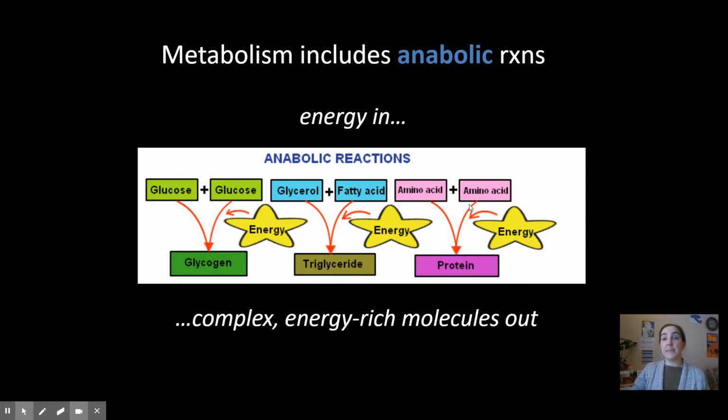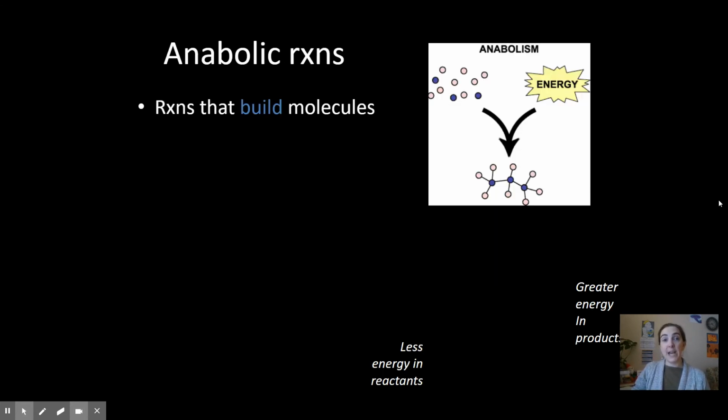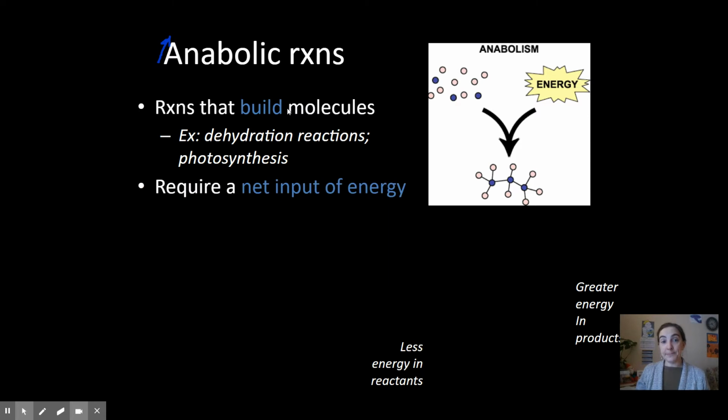So you can see examples here of like combining amino acids to make a protein or combining a glycerol and fatty acid to make a lipid molecule. Those are anabolic reactions. Anabolic reactions build molecules. And the way that I remember this is when I see this capital letter A, I think of it like a hill. We're taking little things, we're putting them together to build something bigger. And that type of reaction requires energy.